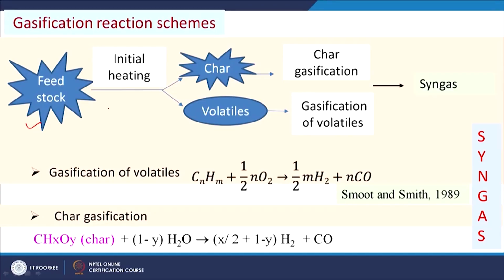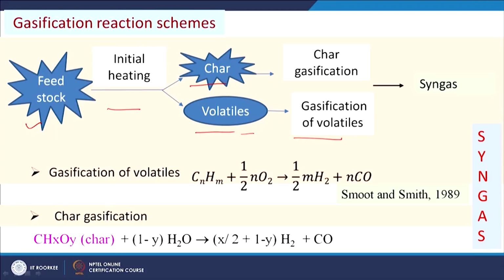If we apply heat and a controlled amount of oxygen, then what type of changes are going to take place? If we have feedstock, then initially we are heating. Then there will be char and volatiles formation, and the volatiles will go off. Those volatiles will be further gasified, the char will be further gasified, and ultimately it will give us syngas.